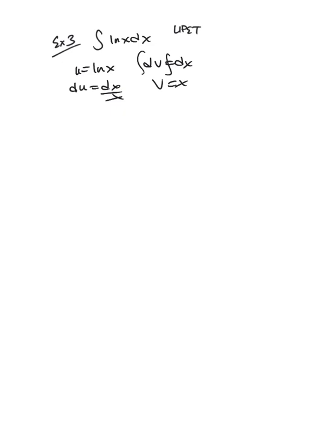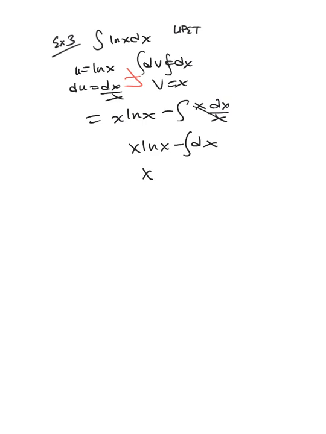Okay, so lucky number 7. The integral of ln x dx is equal to u times v. The order doesn't matter, commutative property. Minus the integral of v du. Well, look at what happens, kids. V du, those cancel. So you just get x ln x minus the integral of dx, which is x ln x minus x plus c. Most people memorize this one.